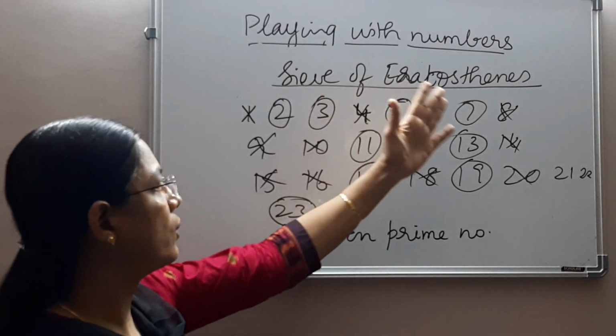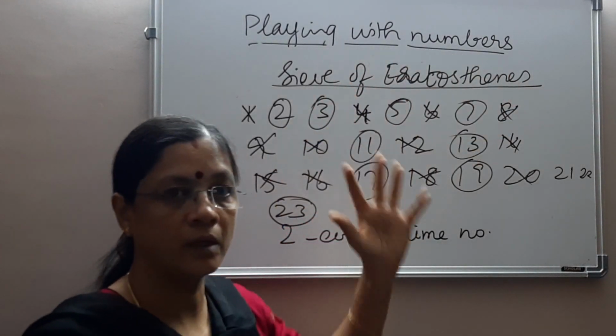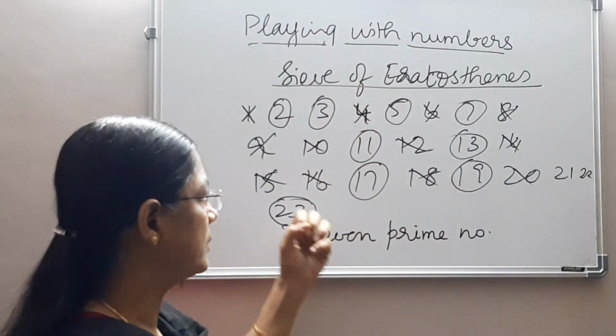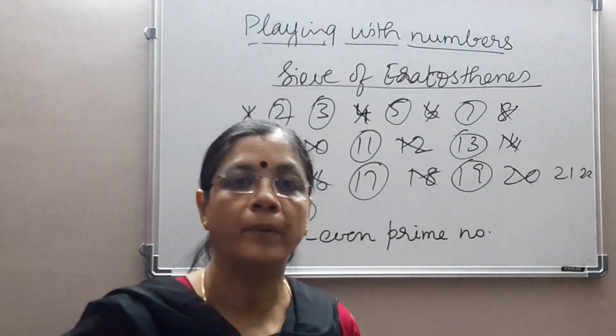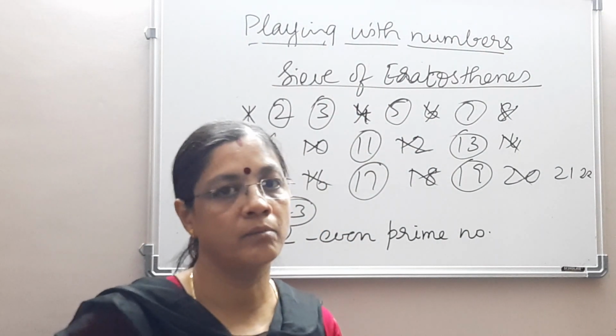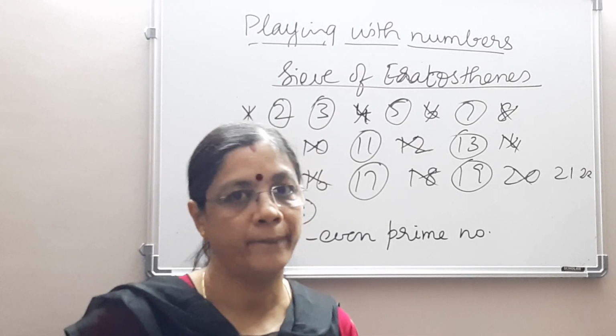So this is what we call the sieve of Eratosthenes, that is, you take out all the composite numbers and the left out numbers will be prime numbers. So this is one of the methods by which you can find out the prime numbers.